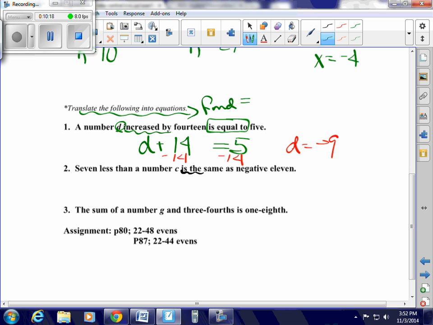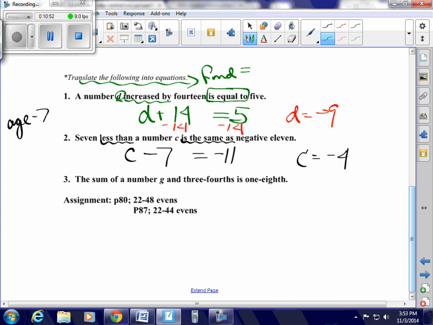7 less than a number C is the same as negative 11. Is the same as, there's your equal sign. So something's equal to negative 11. But how would you write 7 less than a number C? Well, think about this. What's 7 less than your age? Wouldn't you take your age minus 7? 7 less than means you reverse the order. We're going to take C minus 7. That's 7 less than a number C. Adding 7 to both sides, you get C is equal to negative 4.